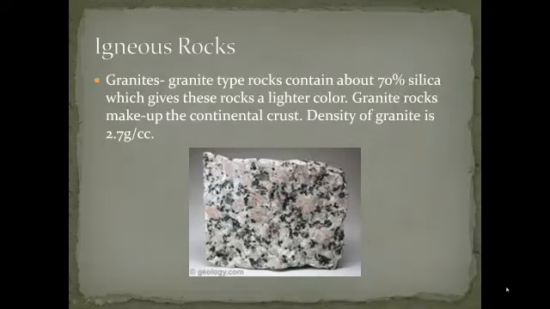One of the major types of igneous rocks are the granites. The granites are typically referred to as light colored rocks because they contain about 70% silica. Granites also contain feldspars, micas, and hornblende. Hornblende will quite often give them the darker mineral in there. Granite makes up the continental crust, and the density of granite is about 2.7 grams per cubic centimeter. Again, these granites can run a whole spectrum of colors. Granite has been pretty popular for kitchen countertops and headstones, and there are many, many different types of granite.